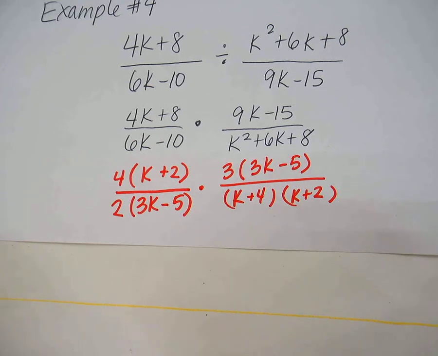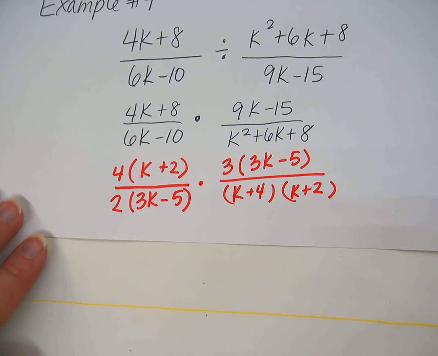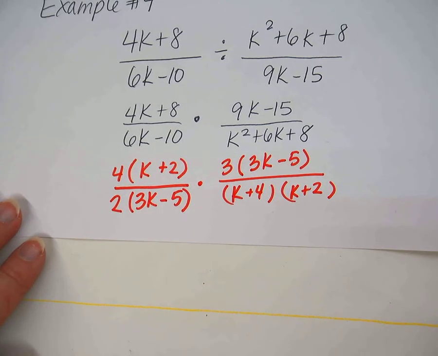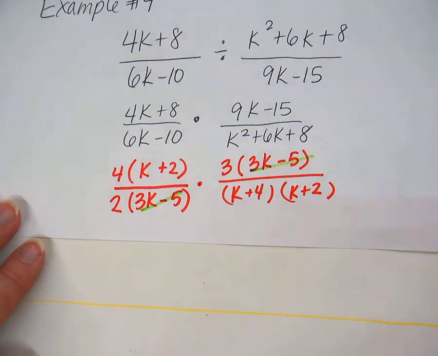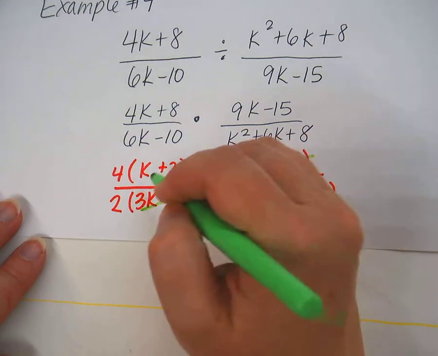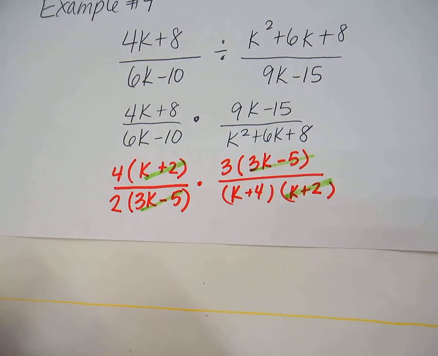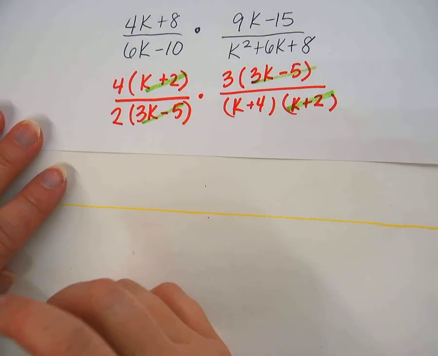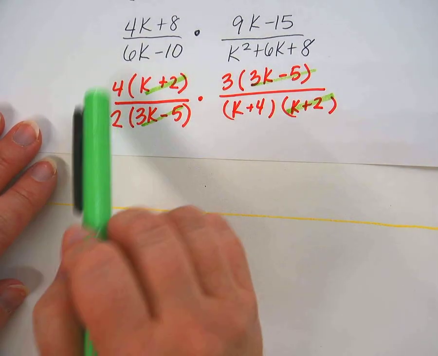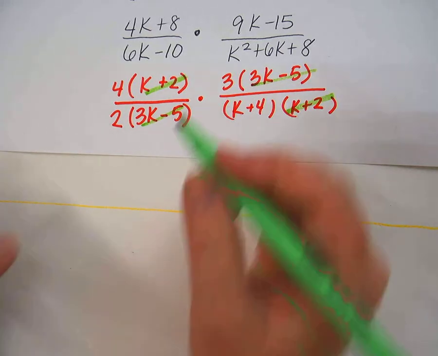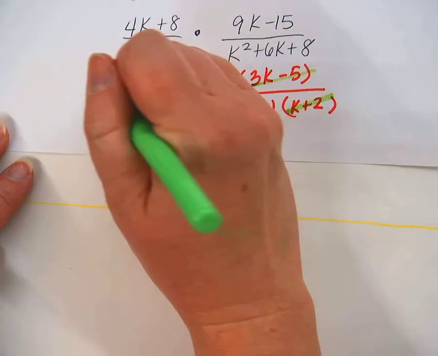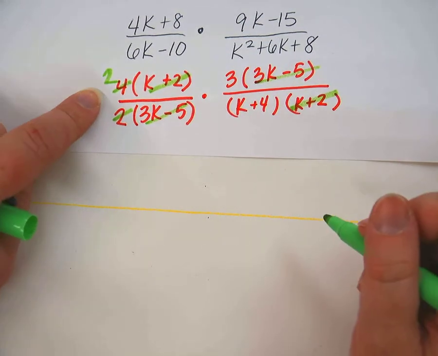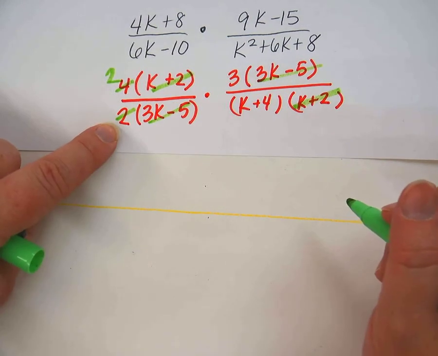Okay, there it's factored. Now what? Now we reduce. Okay, what reduces? Yep, k plus 2. Anything else? I see one more thing that will reduce. Anybody else see one more thing that will reduce? Doesn't 2 divide into 4? How many times does 2 divide into 4? 2 times. So we'll have that extra 2 left up there, but that 2 will go away.